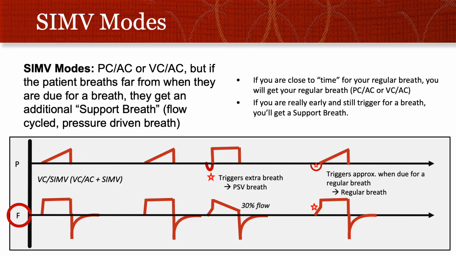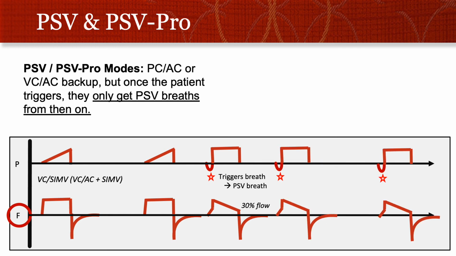Now, SIMV modes. SIMV modes aren't that hard to understand. They're PCAC or VCAC backup. PSV modes have a backup PCAC or VCAC mode, but the moment the patient starts to trigger, from then on they only get PSV breaths that are again pressure set, triggered by the patient, and flow cycled.